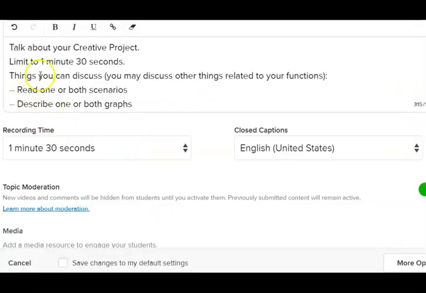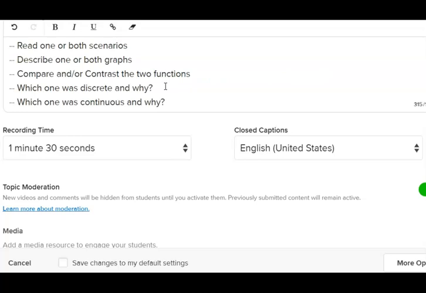So when you do talk about your creative project, limit it to 1 minute 30 seconds, and you may discuss any of these things and more if you can fit it in. You can read both of your scenarios or just one of them. You could describe both of them, or you could just describe one of them. Compare and contrast the two functions that you have, maybe why you chose a particular one to be discrete and why you chose a particular one to be continuous. You could talk about the domain of the graph or your point that you put on your graph. So it doesn't matter what you choose, as long as you are talking about these types of things and you're limiting your talk to 1 minute 30 seconds.